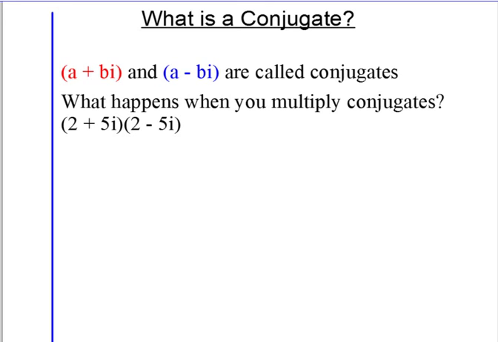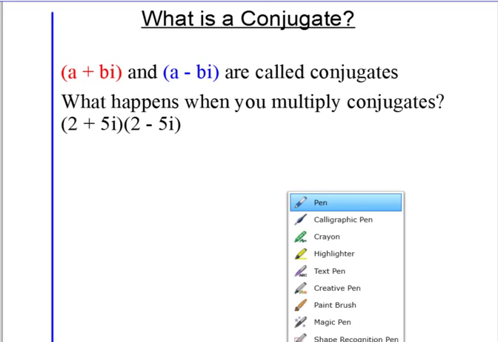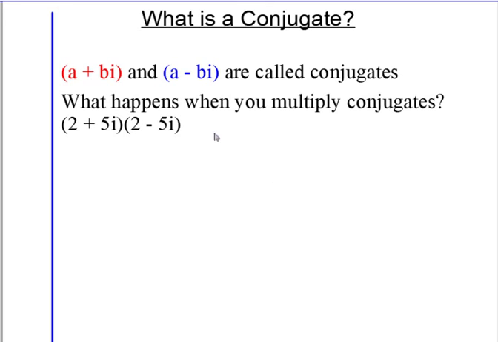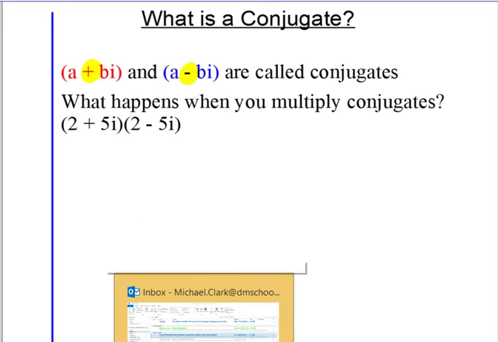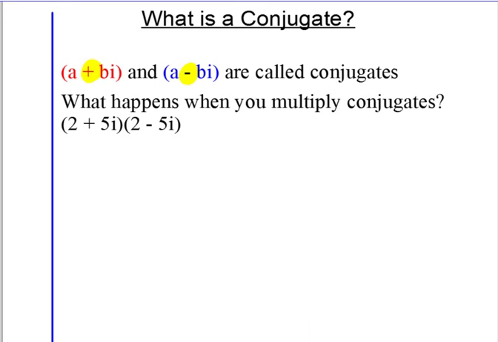So what is a conjugate? Conjugate is an important part of complex numbers, and it's important to understand what a conjugate is in order to do division. A plus bi and a minus bi are called conjugates. Notice the only real difference between these two is this plus sign and this minus sign. The a and the b in general remain the same.